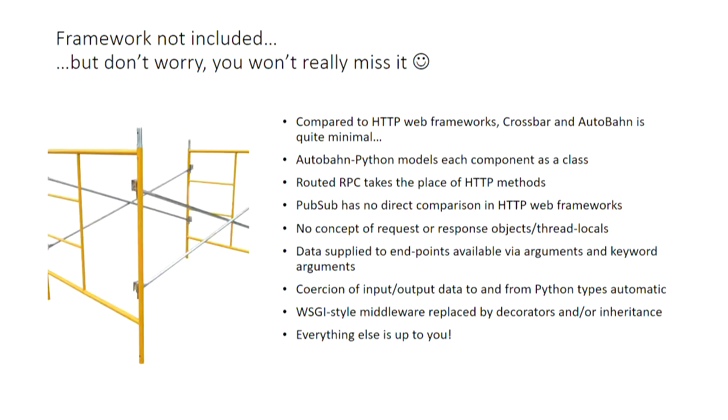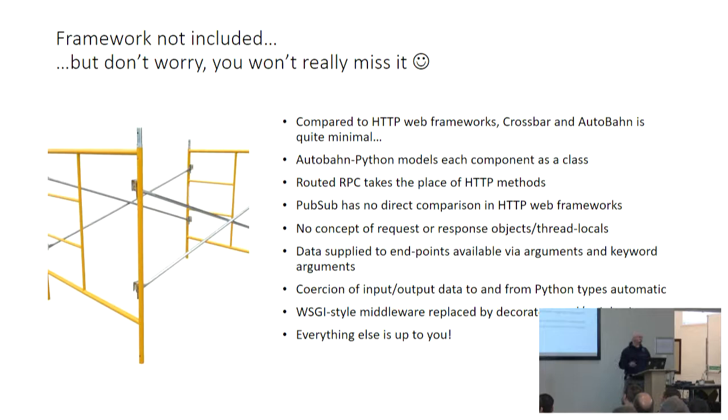So let's move back to the situation with Autobahn and Crossbar. When you're working with Crossbar and Autobahn, you're going to find, compared to your average HTTP application framework like Django or Flask, it's pretty minimal. There's not a lot there. But what you'll find is that you don't really miss it. There's a lot of the complexity that you get bundled in with HTTP frameworks that kind of exists because of HTTP. They're a side effect of that protocol's features.